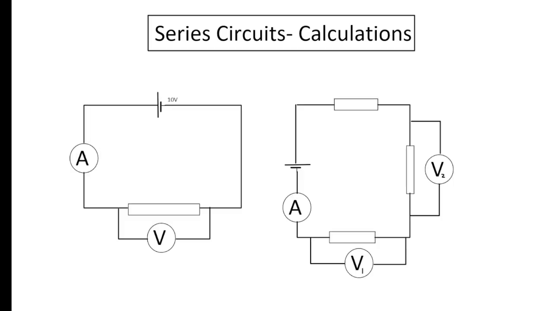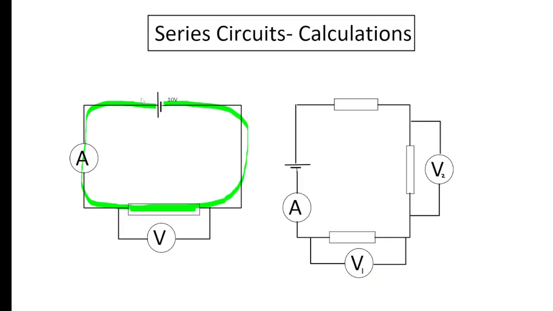Here you can see two typical series circuits that you get in GCSEs. So you can see there's a power supply, they can use a cell or a battery. Then you have a resistor, and then you have some voltmeters and ammeters connected. Now, the way to identify a series circuit is to look at it as just where there is one path. So that's how you know.